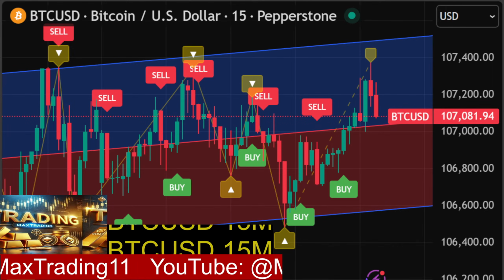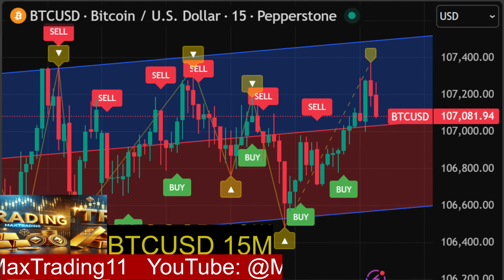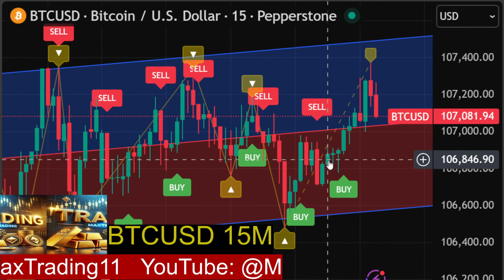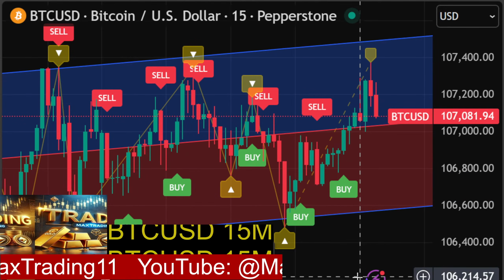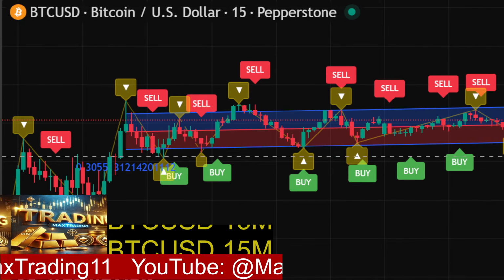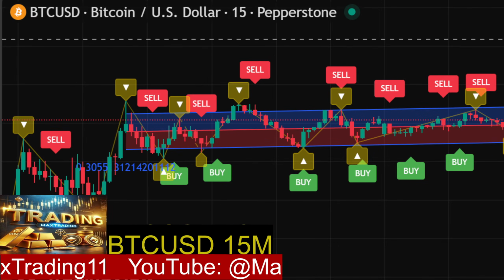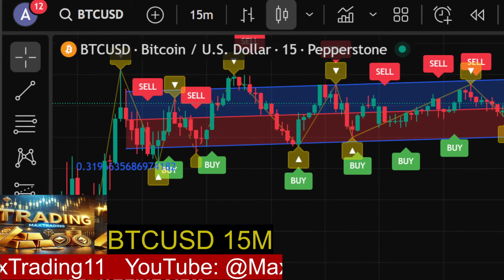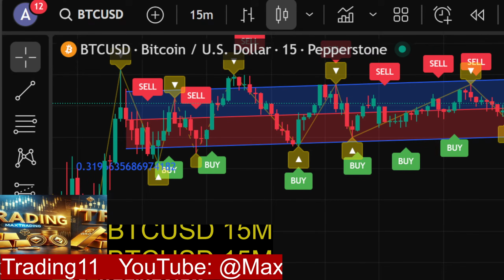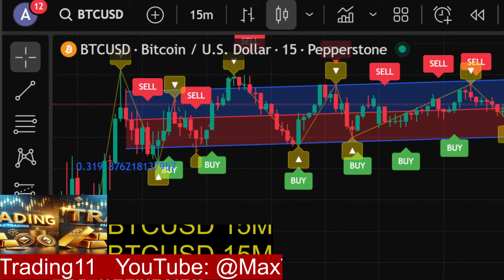Patience during these corrections is key. Traders who rush to sell often find themselves caught against the trend once the next zigzag low and green signal appear. The midline of the channel represents the equilibrium of price where buying and selling forces are balanced.